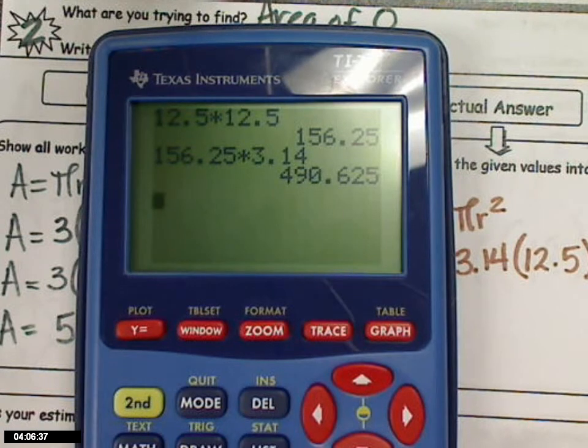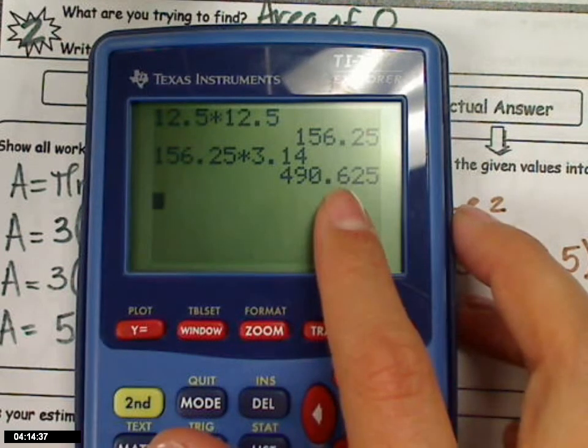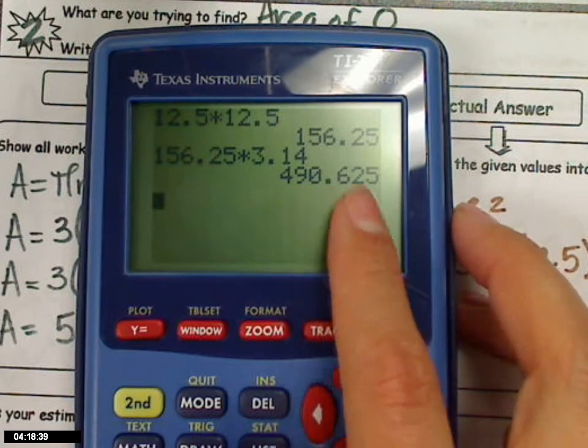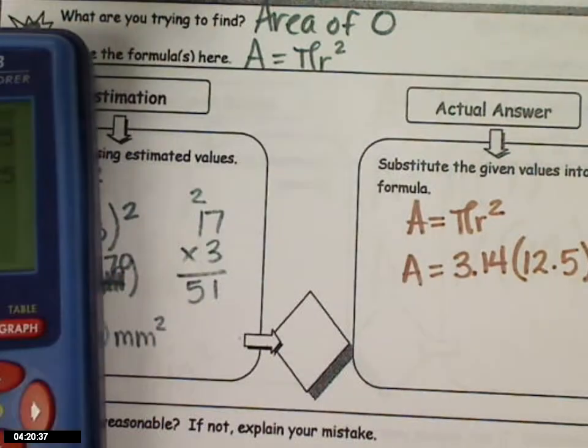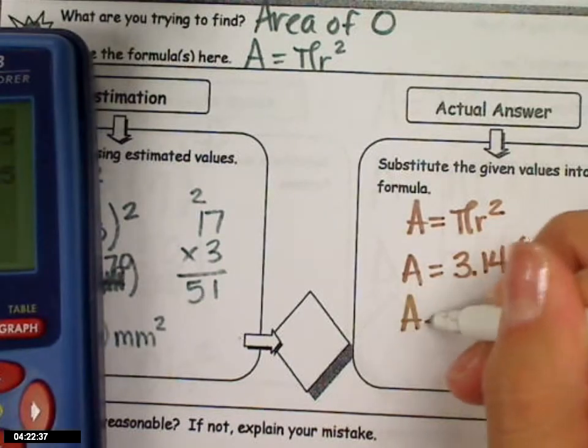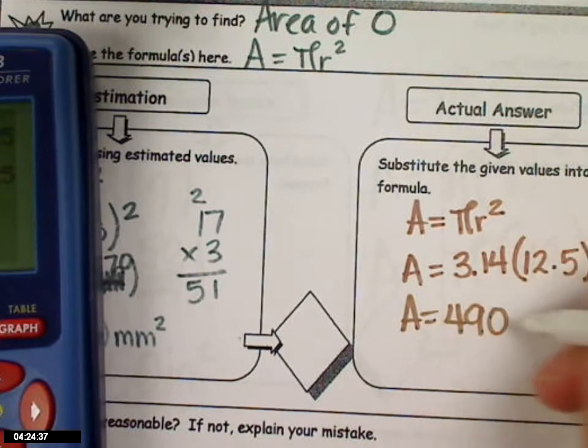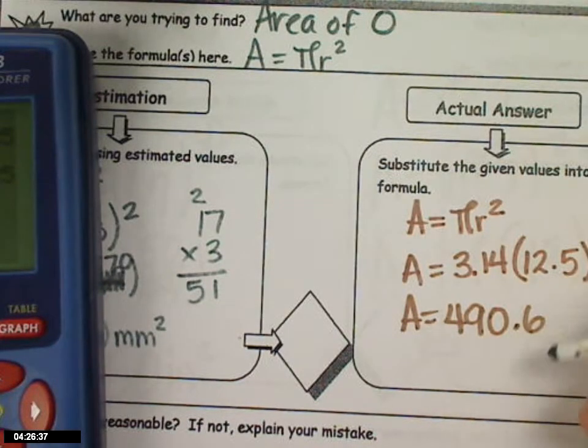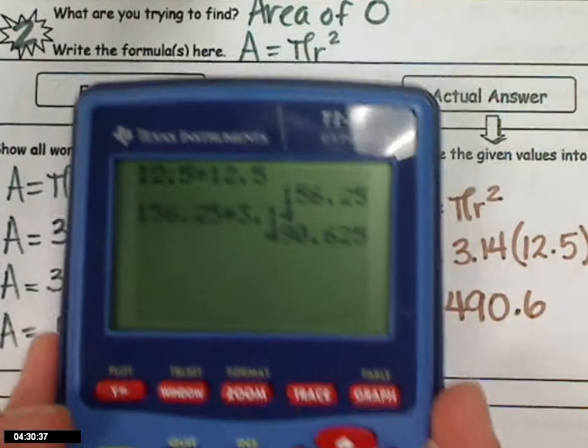490.625. Now, are there directions about rounding on the homework? Round to the nearest tenth. To the nearest tenth. Good. So if I rounded this to the nearest tenth, 490.6. Good. Mr. Tegan? Yeah. Mine got 190.1. That's okay. I'll show you. If you probably use the pi button, it'll give you a little bit of a different answer.